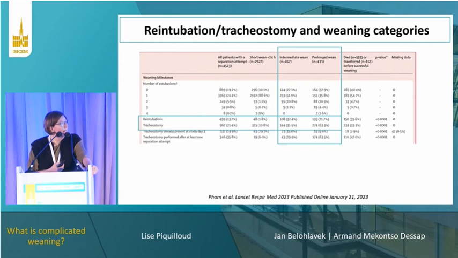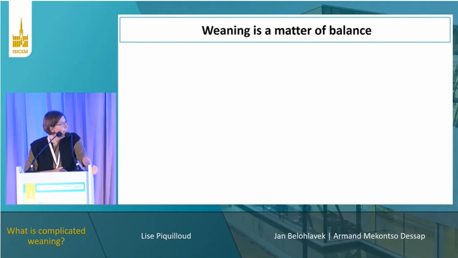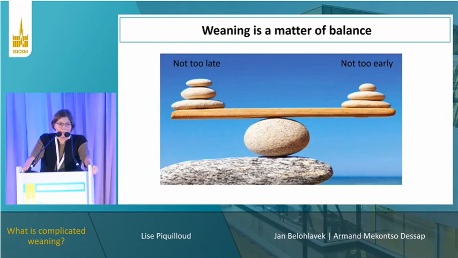Then basically, the patients who are easy to wean are usually not reintubated, which clinically is quite an important message. And also interestingly, and probably expected, you can see that the majority of patients who were tracheostomized are in the prolonged weaning group. Then, definitely, weaning is a matter of balance. Not too late, or as early as possible, but not too early.